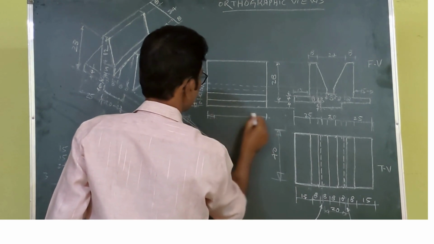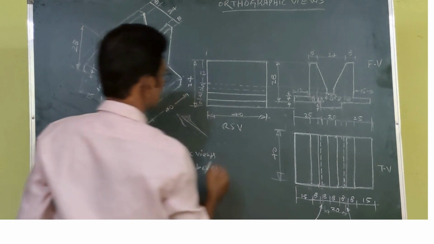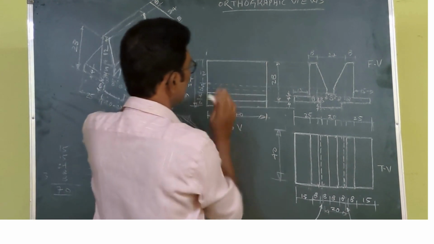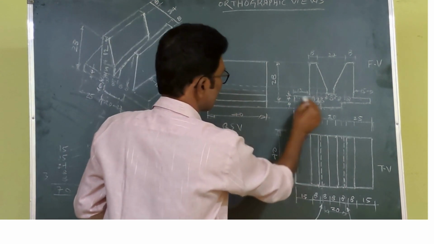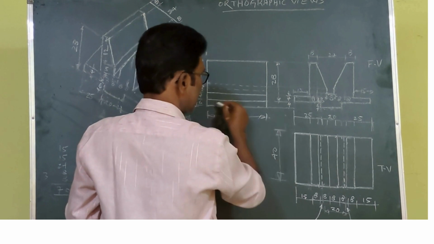This is the 40. This is the right side view. So you see here, once you draw this rectangle, you simply draw projectors from the front view. What are these things here? They are simply projectors. Projectors are projected.